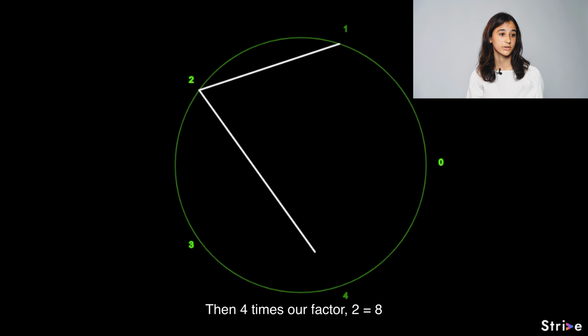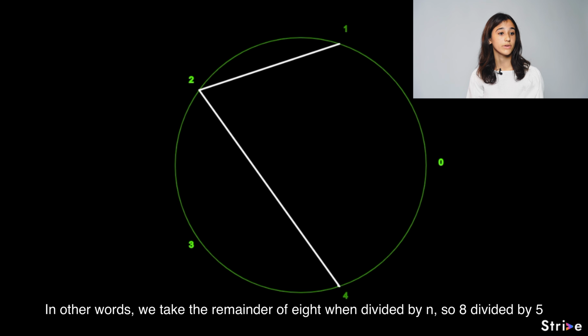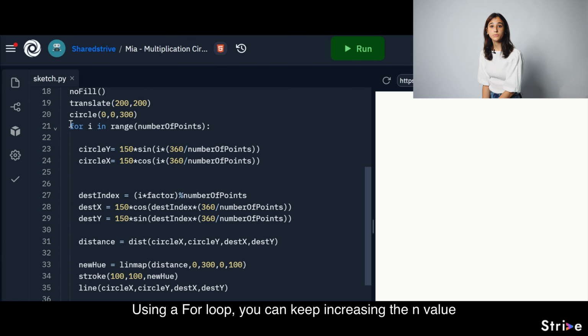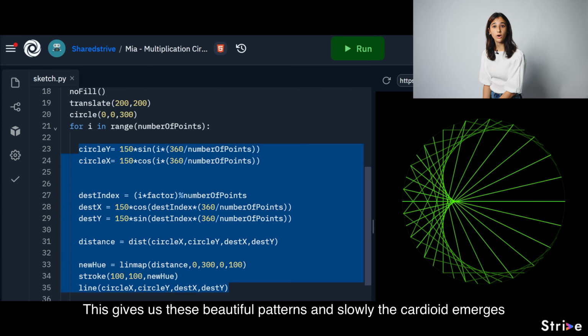Then 4 times our factor, 2 equals 8. Since there is no 8, we take the modulus of 8 in n. In other words, we take the remainder of 8 when divided by n. So 8 divided by 5 gives us a remainder of 3, so we connect 4 to 3, and so forth. Using a for loop, you can keep increasing the n value. This gives us these beautiful patterns, and slowly the cardioid emerges.